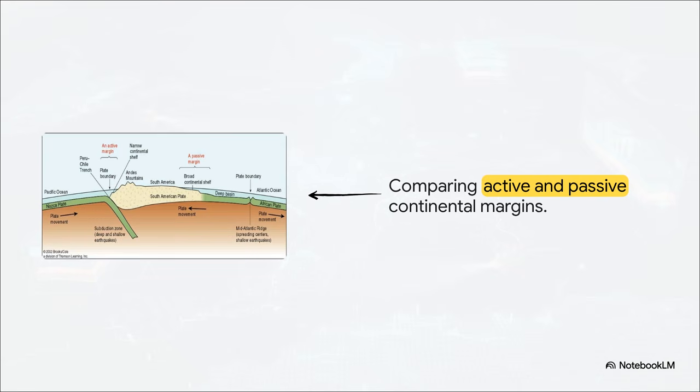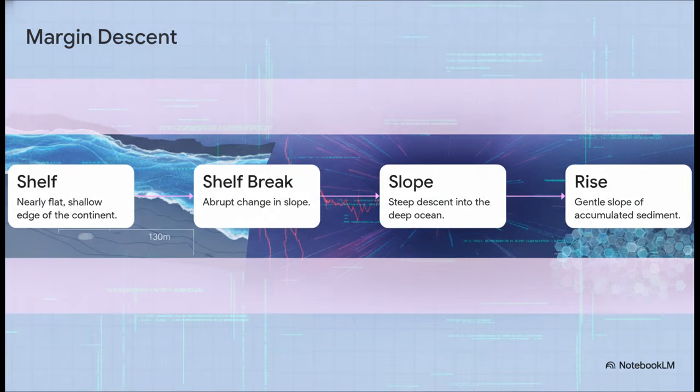Let's anchor this with a real-world geographical example. Take a look at this cross-section of South America. On the left, the west coast is a classic active margin. You have the oceanic Nazca Plate literally crashing into and subducting beneath the South American plate. That action carves out the massive Peru-Chile Trench and actually pushes up the entire Andes mountain range. And notice how incredibly narrow the continental shelf is right there? But if you look over to the right, the east coast facing the Atlantic, that's a passive margin. The shelf is broad, it's wide, and it gently transitions into the deep basin with absolutely zero violent plate collisions going on.